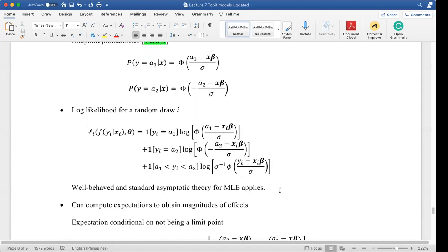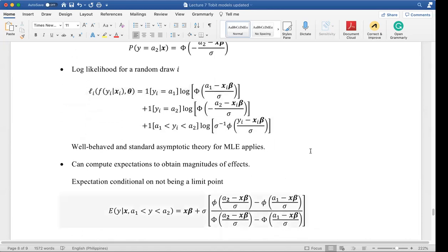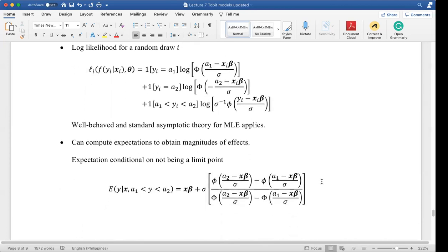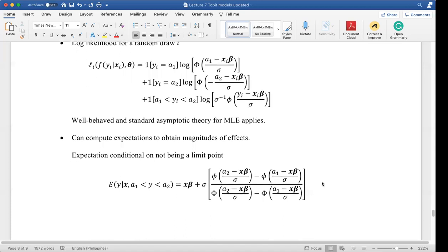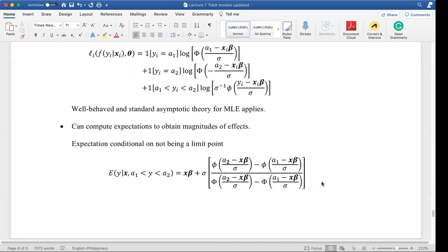Then to get the log likelihood for the whole sample, you just sum these L sub i's over all the observations i. So this is well-behaved and standard asymptotic theory for MLE applies. Then you can compute expectations to obtain magnitudes of effects.